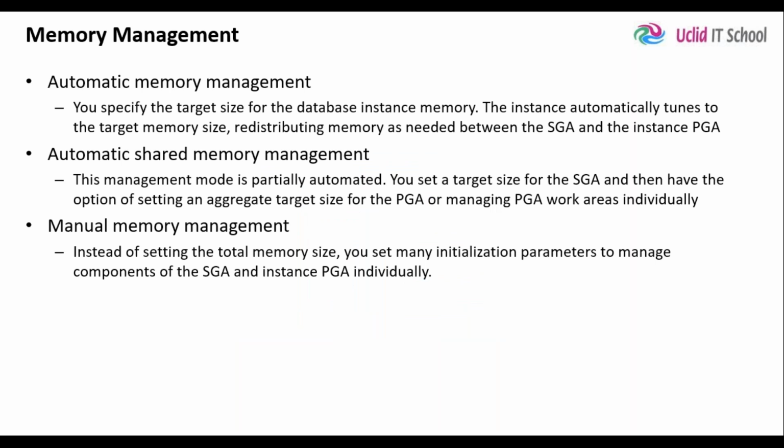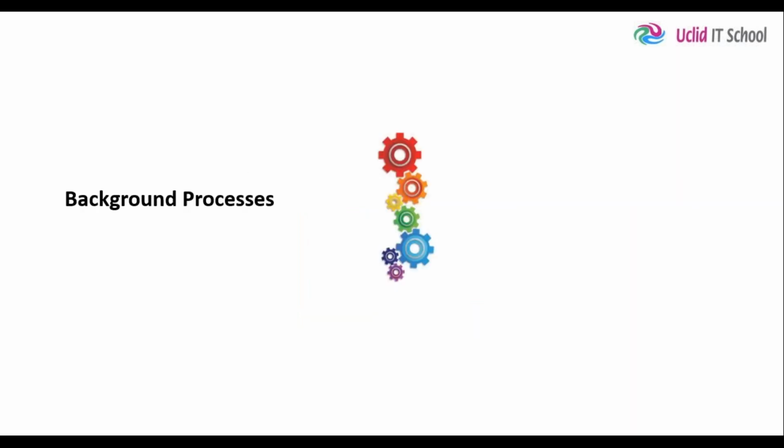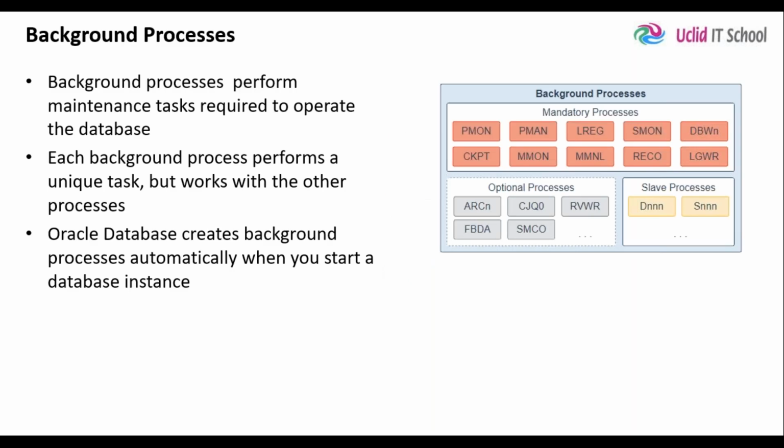Now, the second part of the instance is background processes. So let us learn more about the background processes now. Background processes perform maintenance tasks required to operate the database. Each background process performs a unique task, but works with the other processes. Oracle database creates background processes automatically when you start a database instance. So this is about background processes.